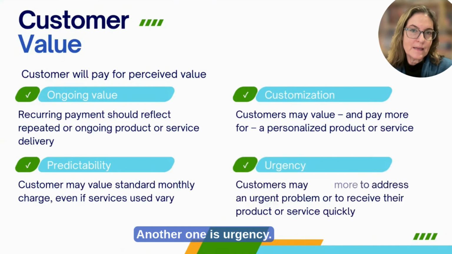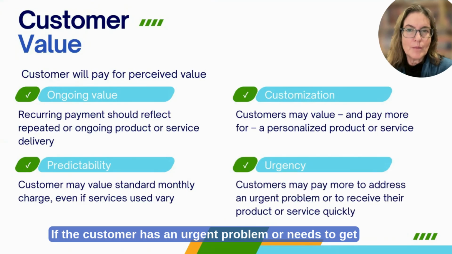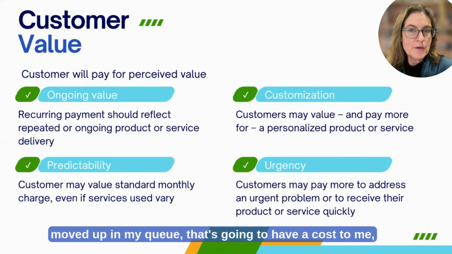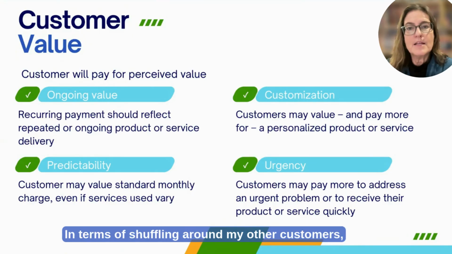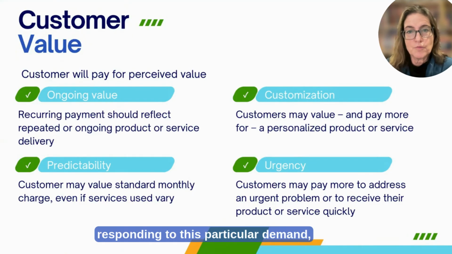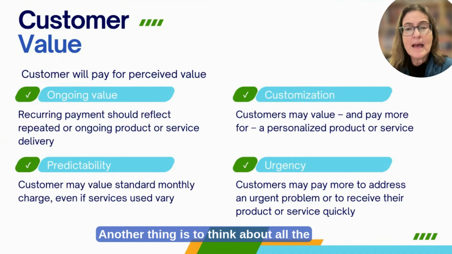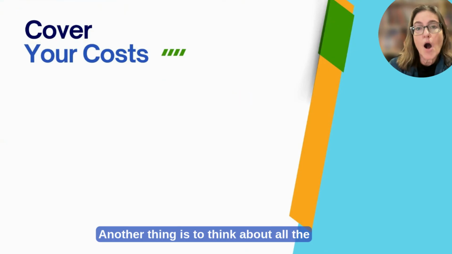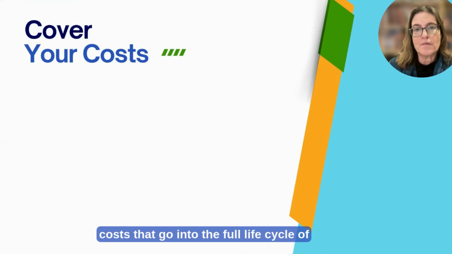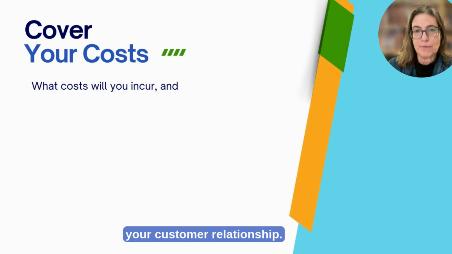Another one is urgency. If the customer has an urgent problem or needs to get moved up in my queue, that's going to have a cost to me in terms of shuffling around my other customers, responding to this particular demand, and I should get paid for that. Another thing is to think about all the costs that go into the full life cycle of your customer relationship.